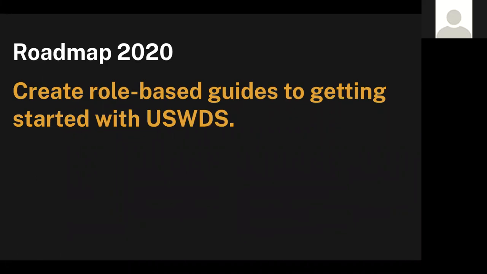Second thing on the roadmap is, and this might not be exactly the right way of capturing it, kind of role-based guides to getting started with the design system. Really, it's taking a hard look at our website and how we present the design system and thinking about, we have these types of people who use it. How is the information on our site organized and presented so that people can get started using the design system easily from a number of different perspectives.